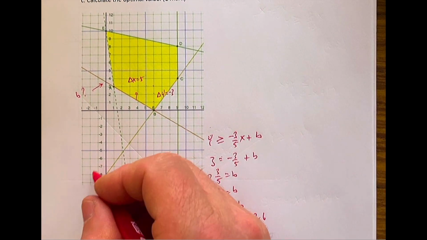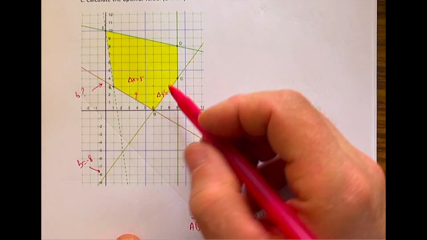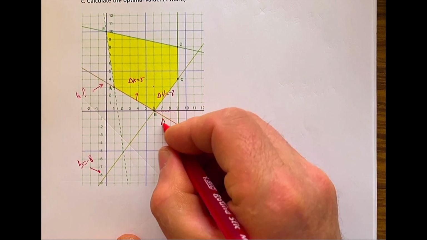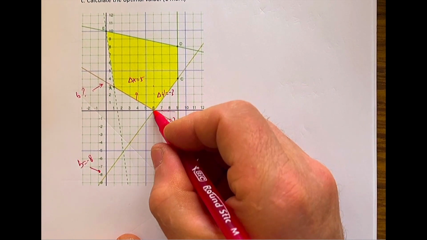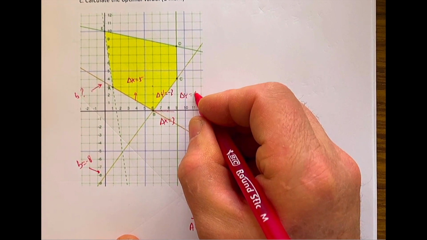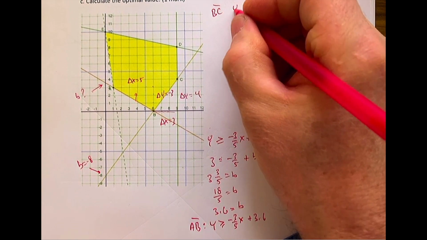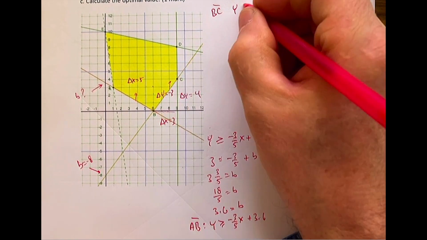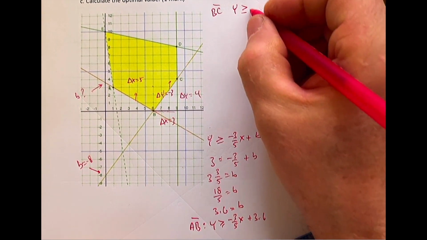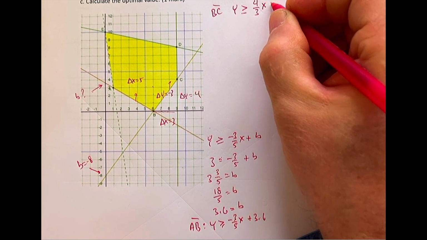BC. We can read the b. The b is negative 8. b equals negative 8. The slope, the delta x, is 1, 2, 3. Delta x equals 3, and then going up to C, we're going up 4. Delta y equals positive 4. For line BC, I'm saying that y is, we're shading above it, so it's greater than or equal to, it's a solid line. The slope is 4 over 3 x plus the b value, which is minus 8.